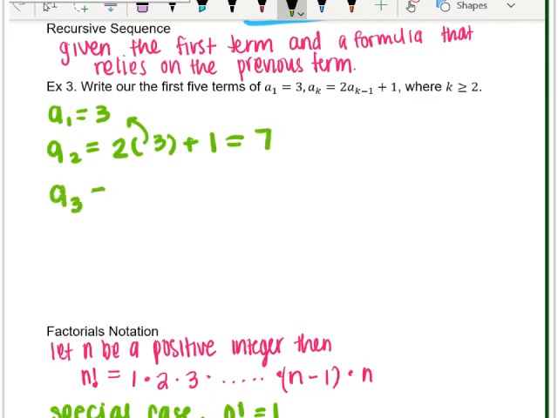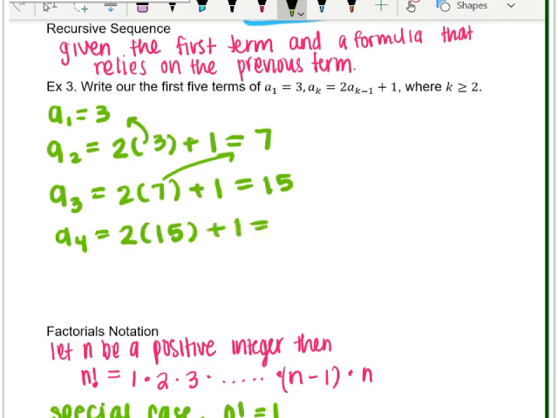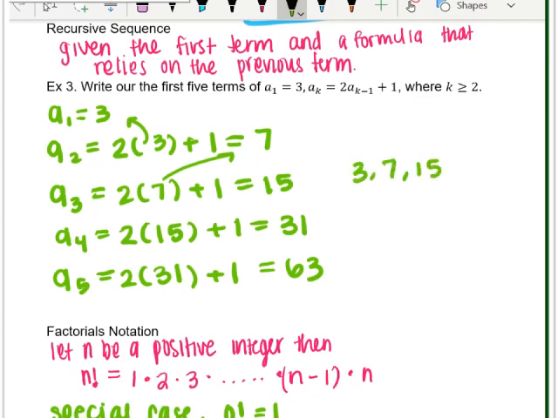Then A3 is 2 times 7 plus 1 equals 15, because that was the previous one. Then A4 is 2 times the previous one, which is 15, plus 1, that gives me 31. And then A5 is 2 times the previous one, which is 31, plus 1, so that's going to give me 31 times 2 is 62, plus 1, 63. So my first 5 terms are 3, 7, 15, 31, and 63.